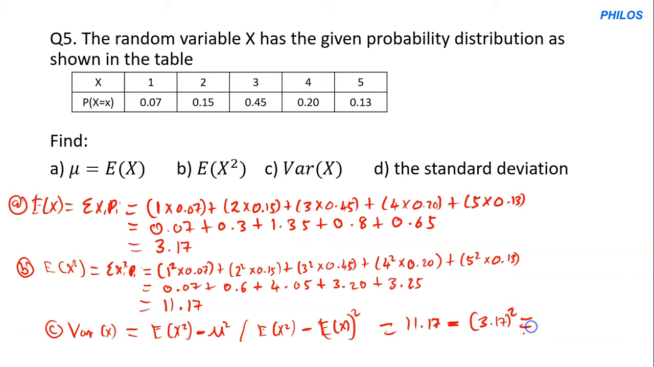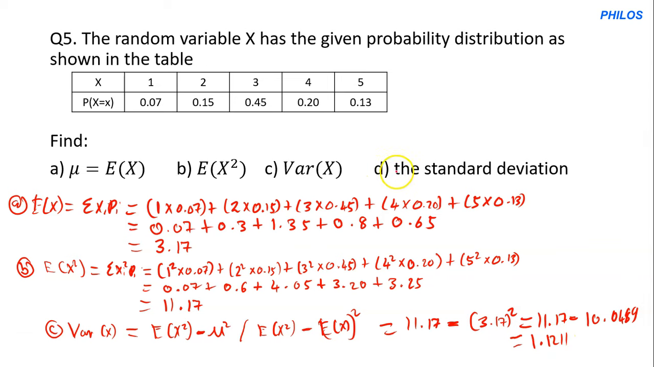So that will give us 11.17 minus 3.17 squared, which is 10.0489. So 11.17 minus 10.0489 will give you 1.1211. So the variance is 1.1211.